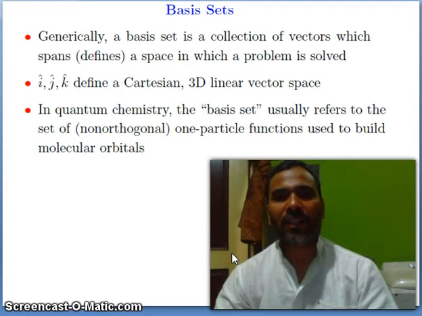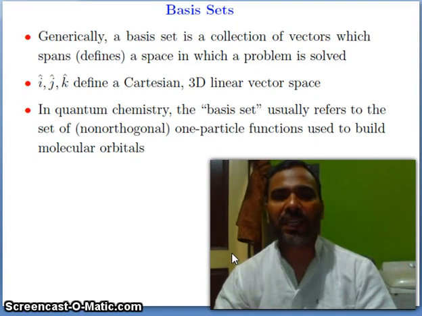So friends, let's start with basis sets. What is a basis set? Actually, this is a term from computational chemistry, especially Gaussian software. Generally, a basis set is a collection of vectors which spans or defines a space in which a problem is solved.